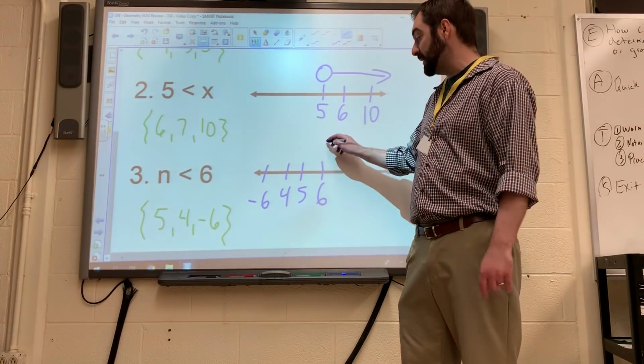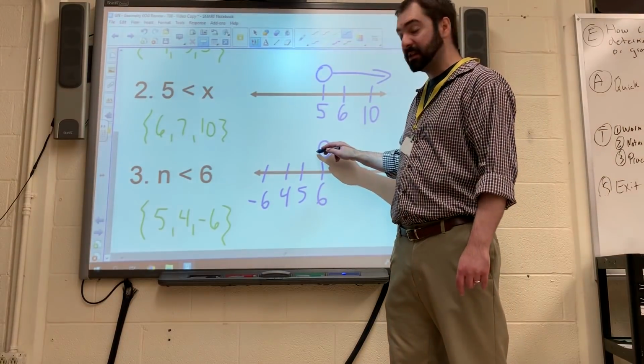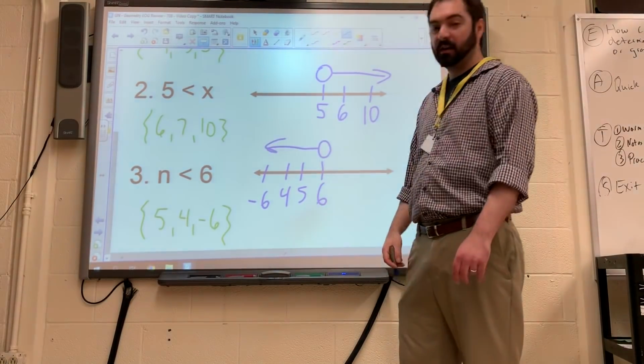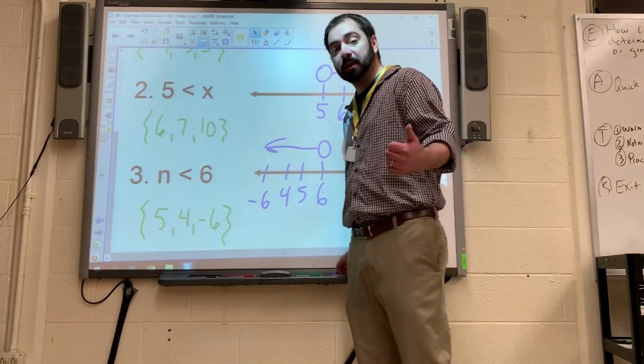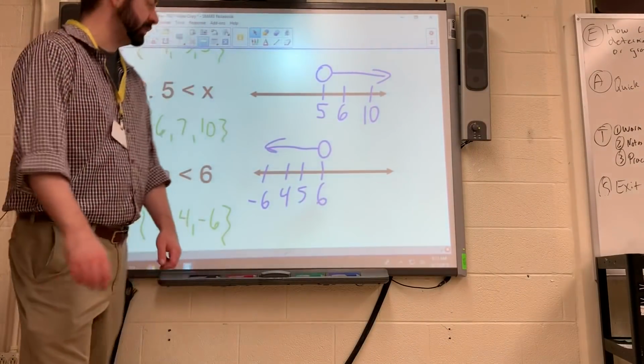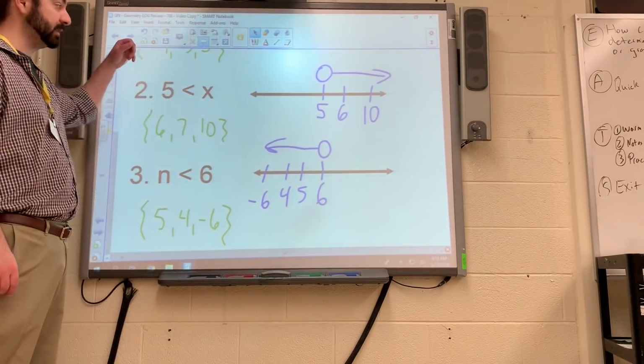Again, I have less than, same symbol as above. The only difference is this time these numbers are to the left of +6. So again, know your symbols and use a number line to help you create solution sets. That way the graph part becomes very easy.